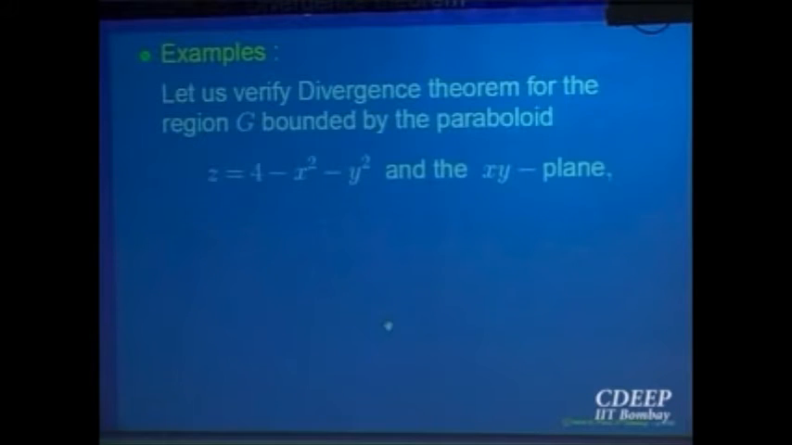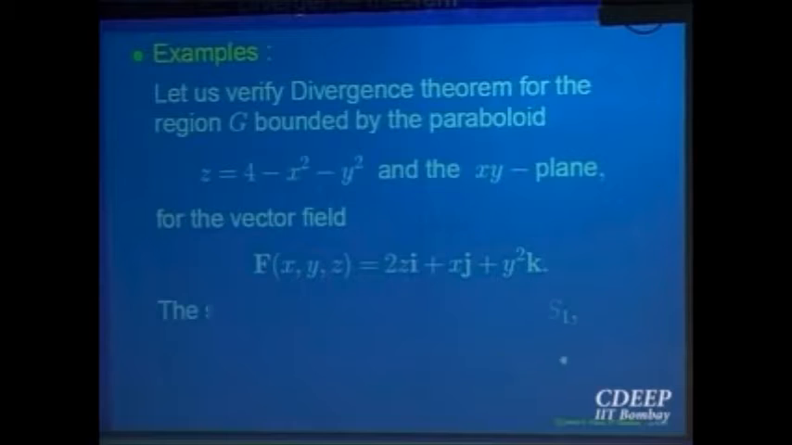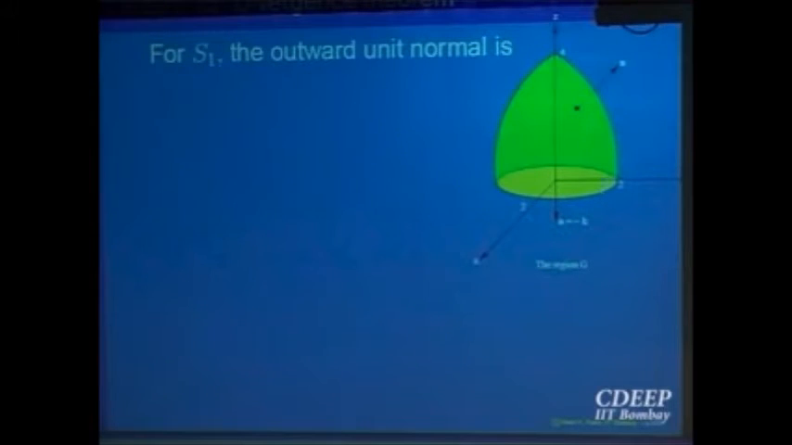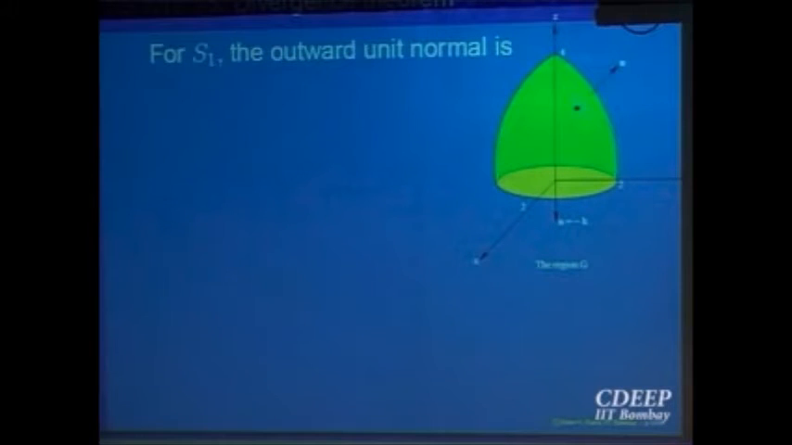So let us look at some examples which we were looking at last time also. We are looking at a paraboloid above the xy plane, so the region bounded by this. Let us just look at the picture. This is a paraboloid above the xy plane, and we are looking at the region bounded by this above the xy plane. The surface consists of two parts. One is the curved part of the paraboloid, and the other is the flat part, that is of the xy plane.